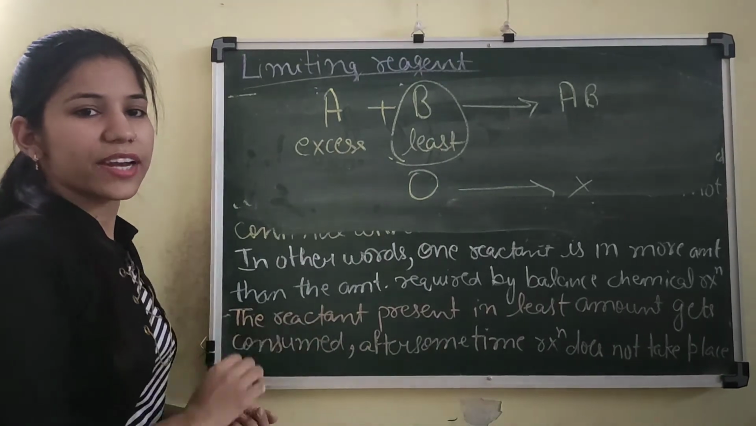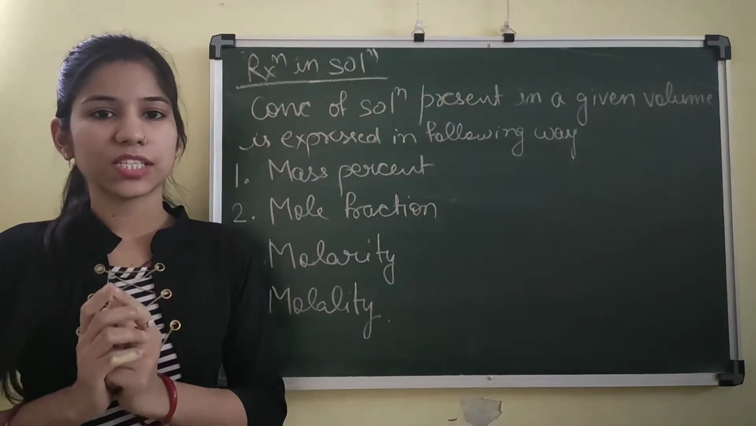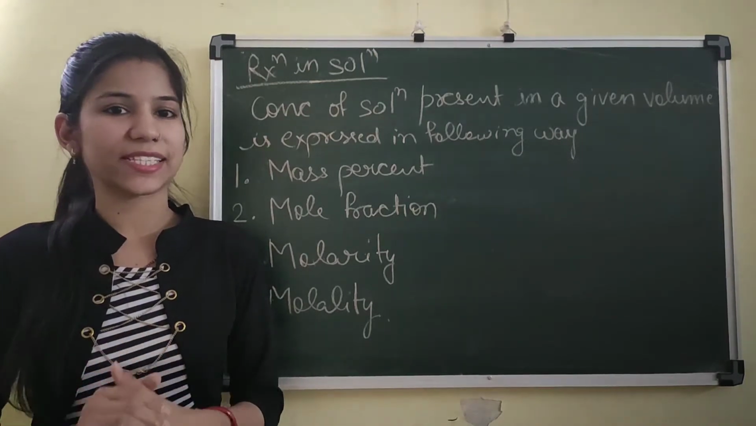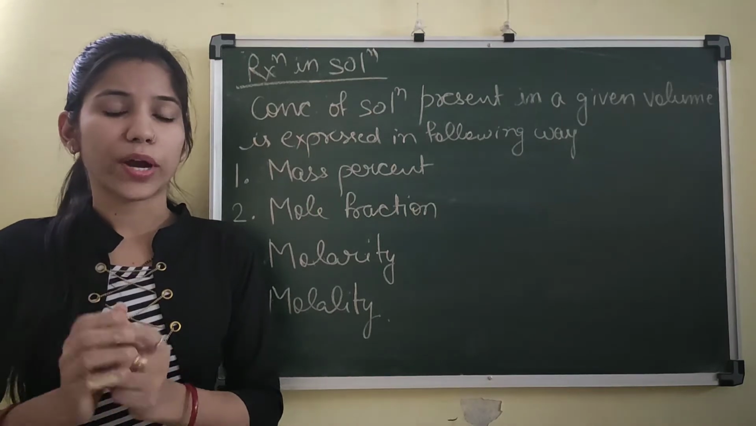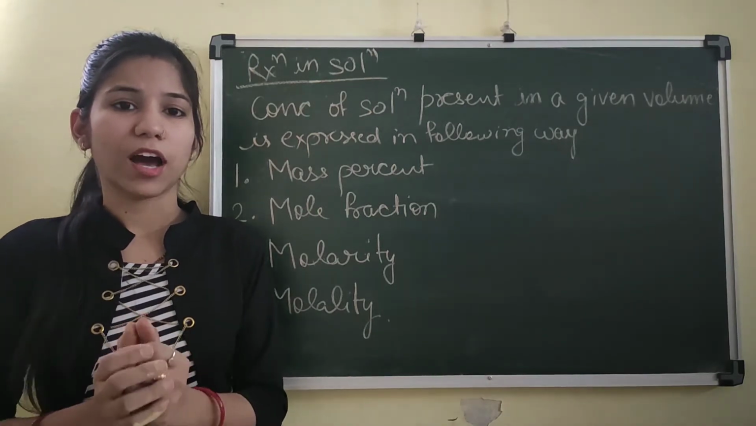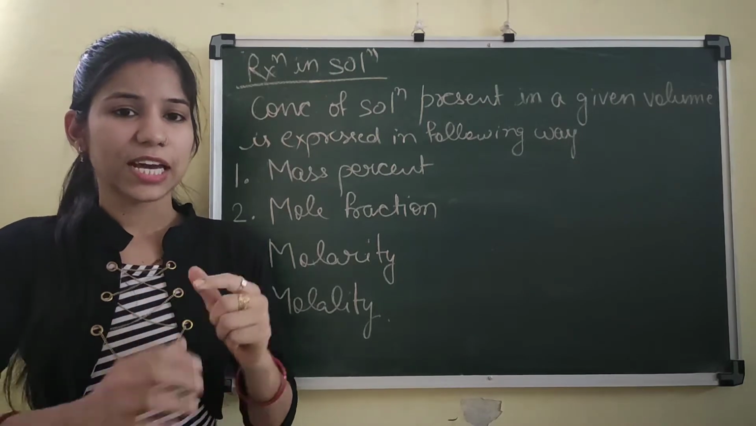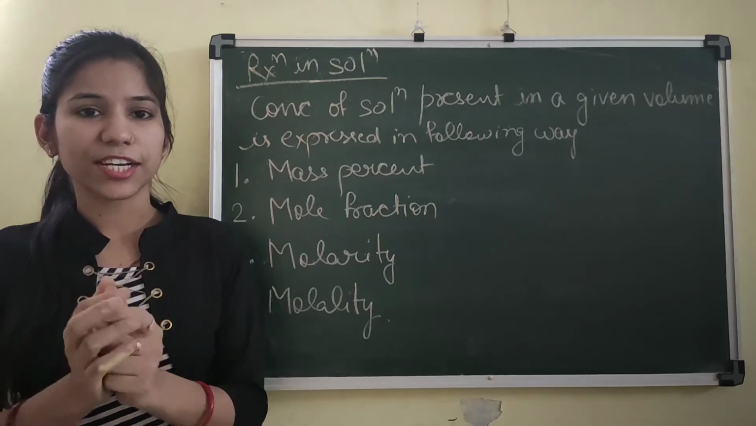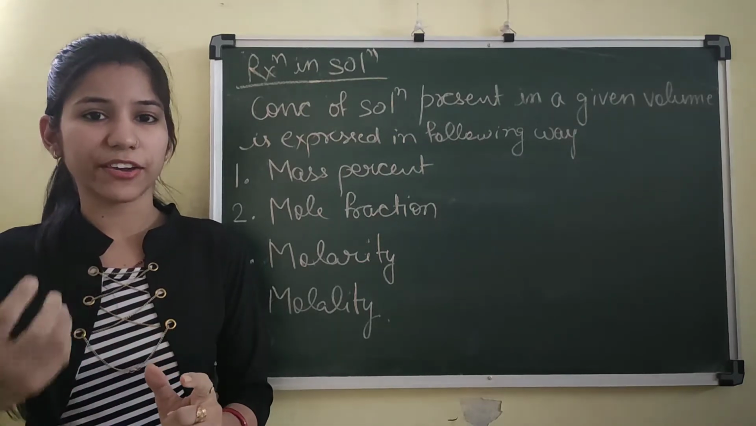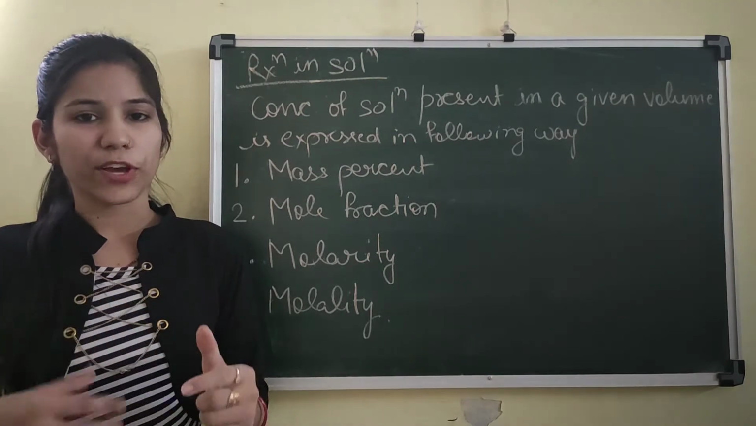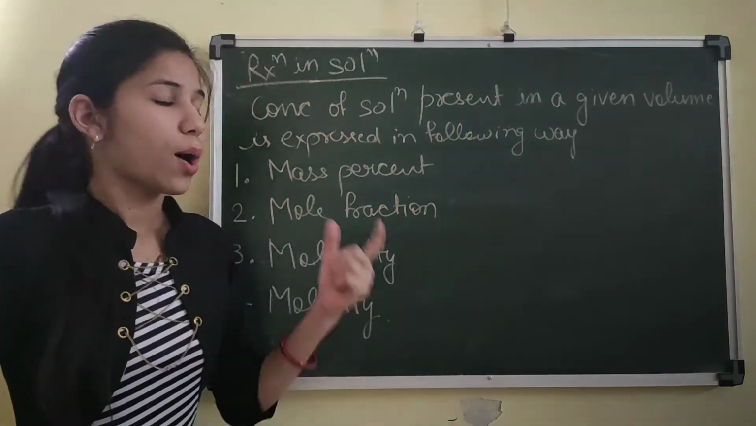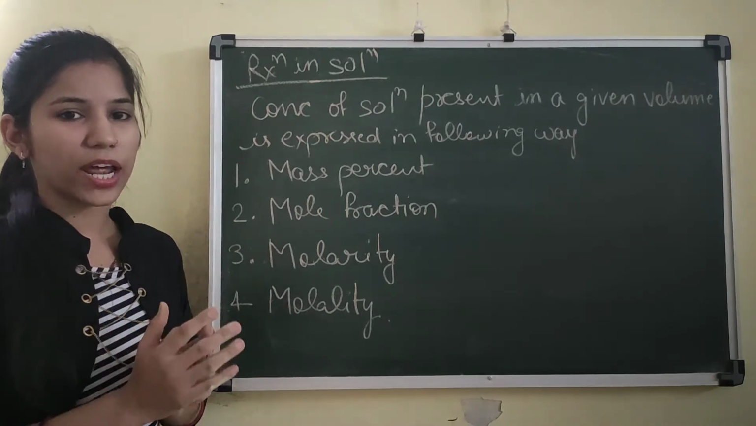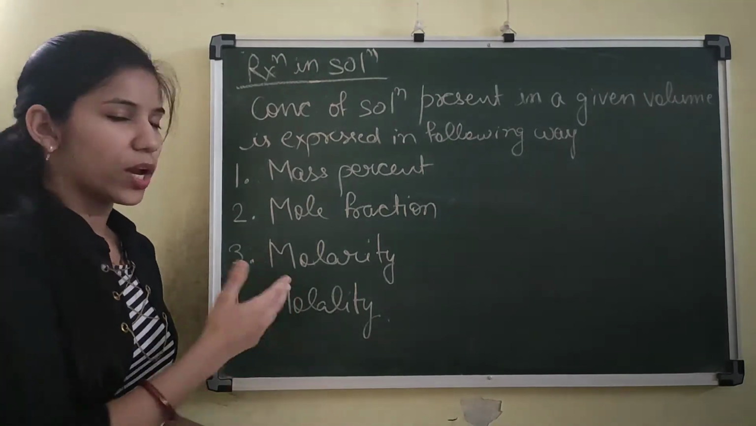Now we move on to reactions in solution. As the majority of reactions in the laboratory occur in solution form, it is important to note how the amount of reactant is present in the solution. The concentration of a given solution in a given volume is expressed in various forms. First is mole fraction, second is mass percentage, third is molarity, and fourth is molality.